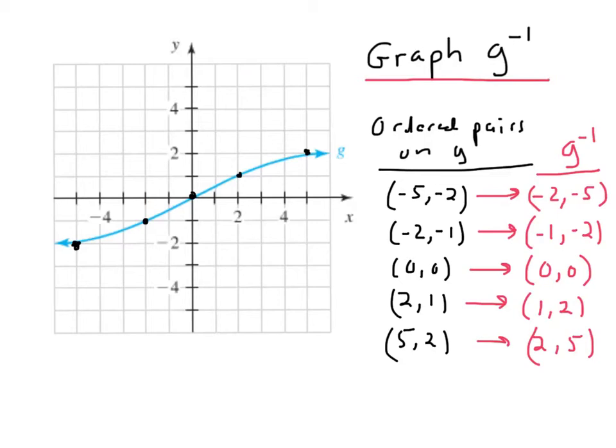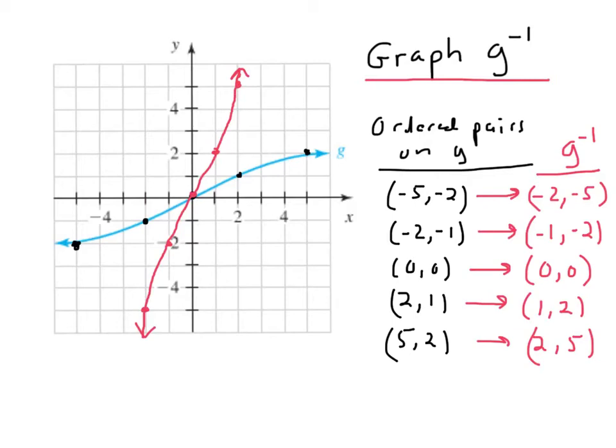And I'm just going to plot these points on the graph. So -2, -5 would be right here. Then -1, -2 would be right here. And 0, 0. And then 1, 2. And then 2, 5. Okay, and I'll just connect these now with a curve. And that would be the graph of g inverse.